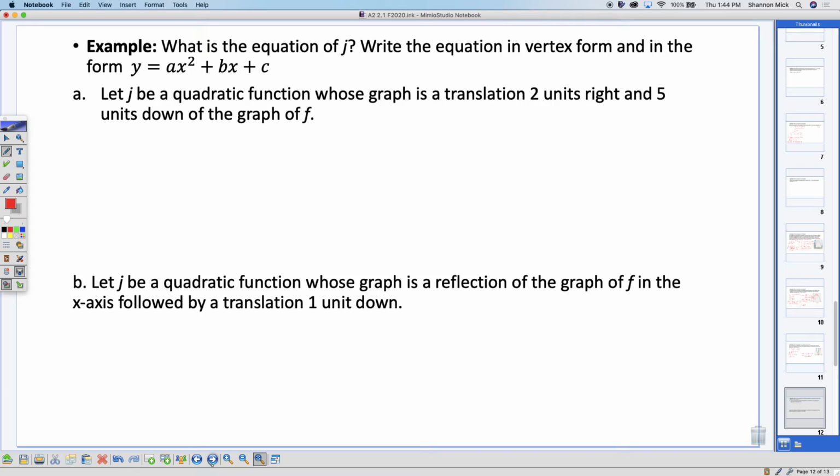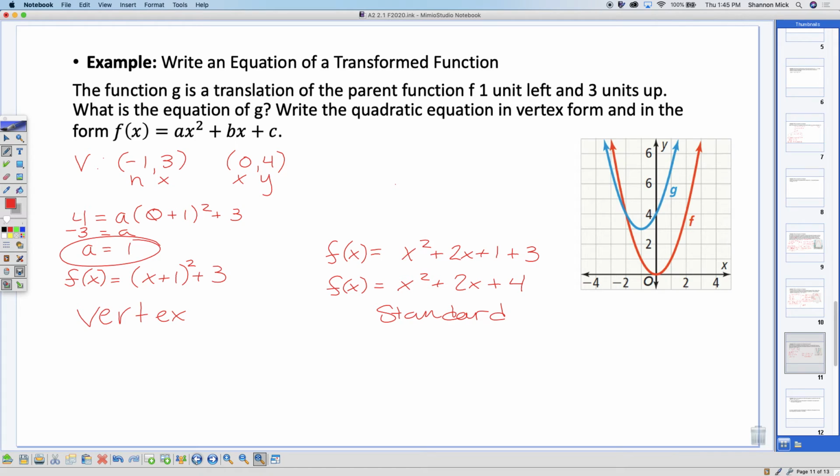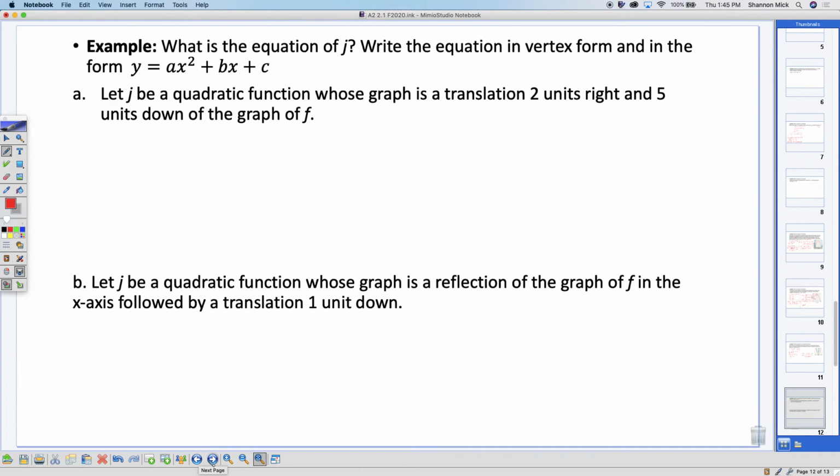Okay, so what is the equation of J? Write the equation in vertex form and in standard form. Let J be a quadratic function whose graph is a translation 2 units to the right and 5 units down of the graph of F. Graph F was my parent function, correct? Yes. F is the parent function, right there. Okay, so what do I know?